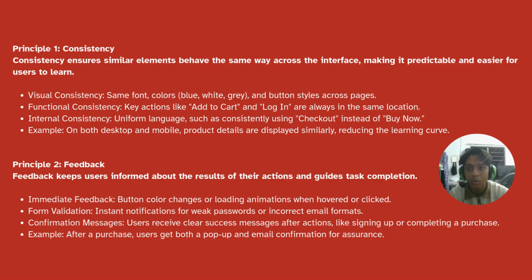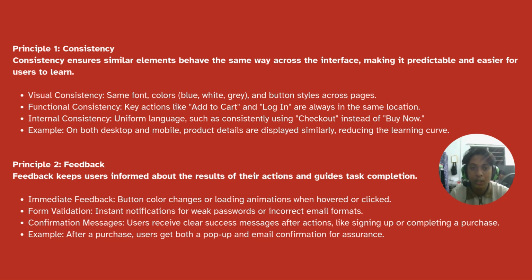So the first principle we chose is consistency. Consistency means that similar elements in the system behave and appear the same way throughout the interface. This makes CyberGo predictable and easier to use and helps users feel more confident, especially new users who are still learning the system. Then there is visual consistency. The entire site uses the same font style, size, and color scheme, for example blue, white, and gray, along with uniform button styles like rounded corners and a hover effect. This helps users quickly recognize what is interactive. And then it's about functional consistency.